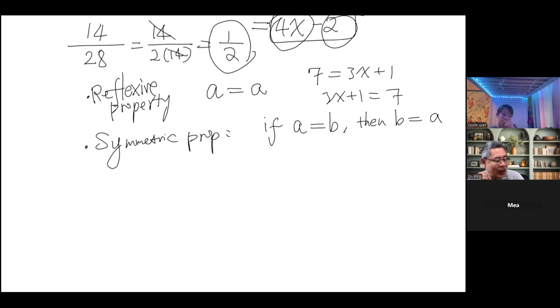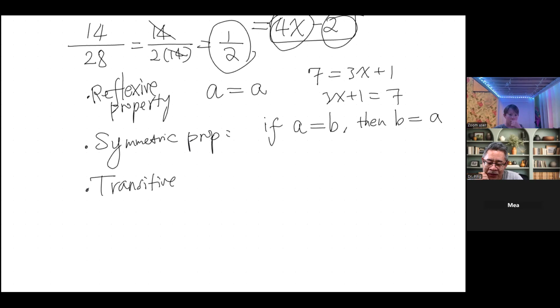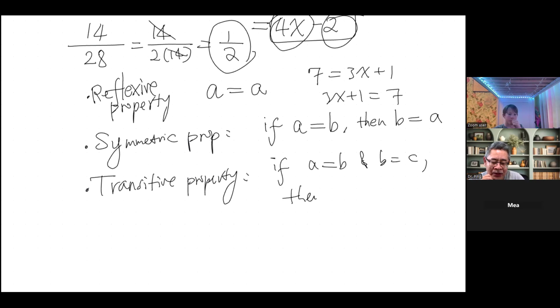Okay, then we have the transitive property. And that is if A is equal to B and B is equal to C, then we can say A is equal to C. Good? Yeah, so if A equals B, and B equals C, then A has to equal C.